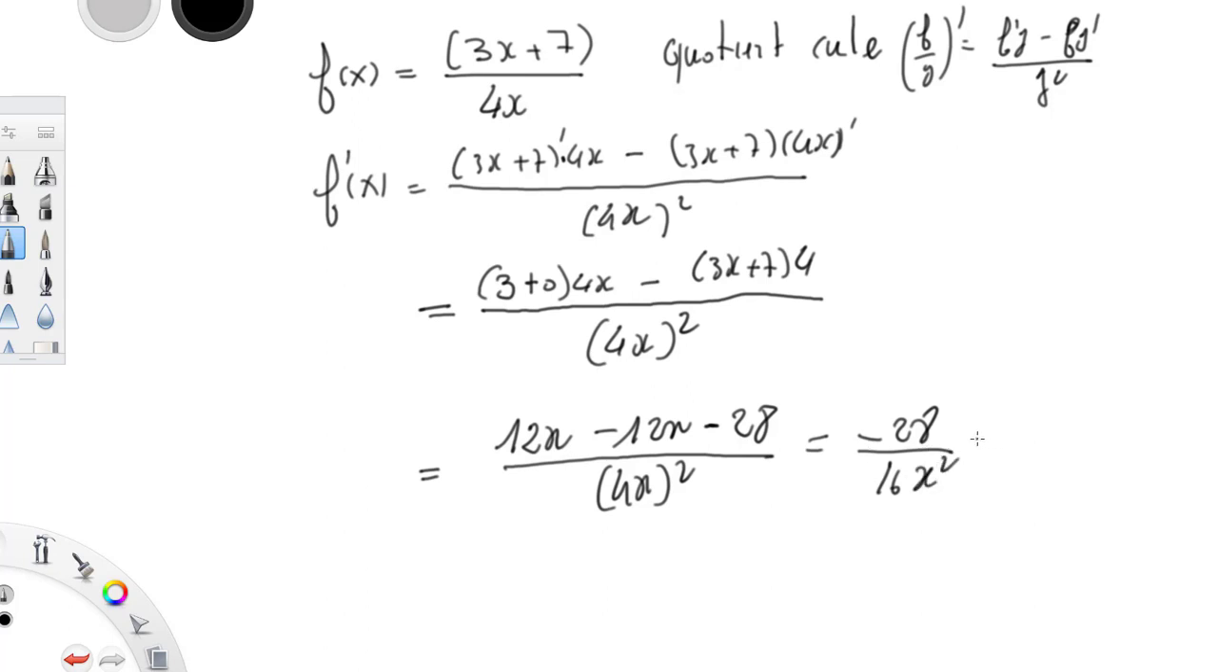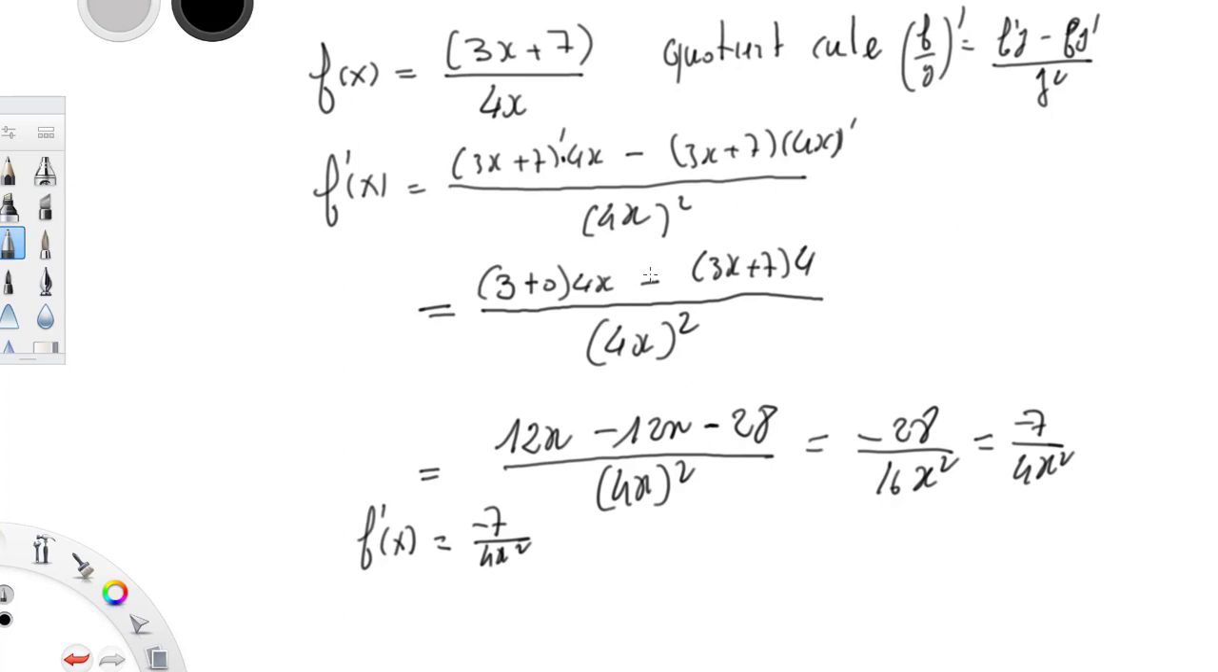And you can simplify if you want by 4, 28 over 4 is 7, you have negative 7, and here by 4 you got 4x squared. And here is the derivative of the function, f prime of x would be negative 7 over 4x squared.